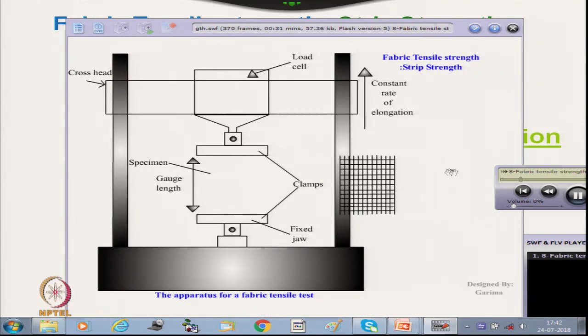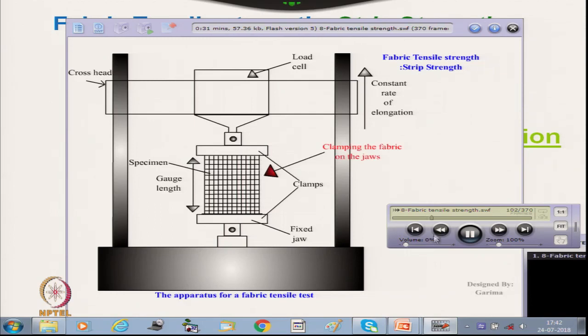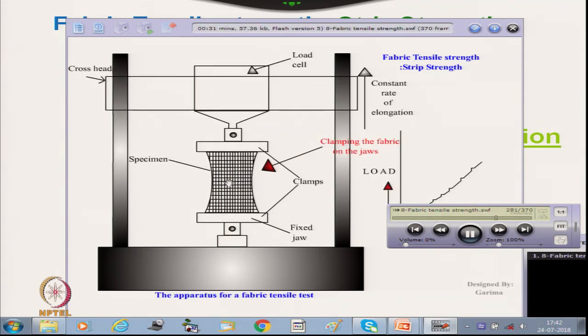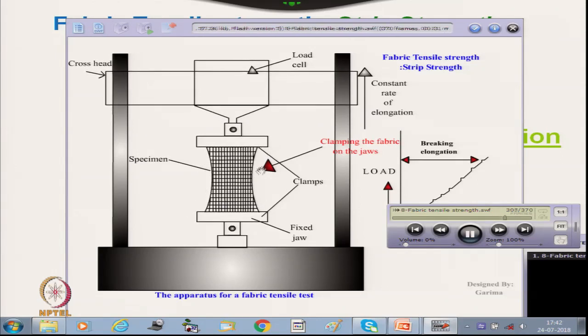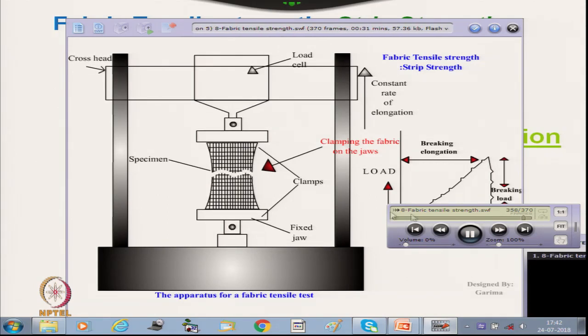If we see the animation here, now this started moving. Okay. Now, after clamping, it is clamped, gauge length is there, now it has not started moving. So, now it has started moving, and this bowing effect is there, and then it breaks.